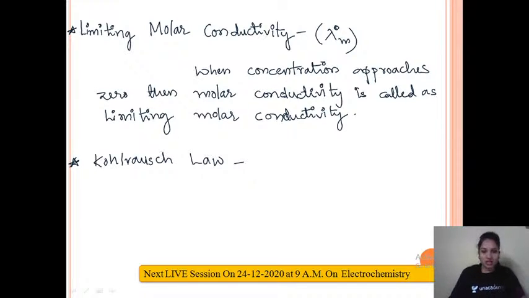Now, what is the meaning? Let us take an electrolyte. In short, let me tell you how it is useful. For example, NaCl. It is a very strong electrolyte because it has complete dissociation. So how does it dissociate? Na plus and Cl minus. This is your cation and this Cl minus is your anion, right?